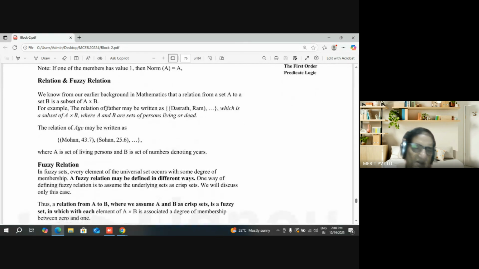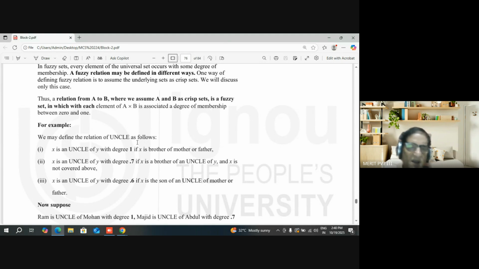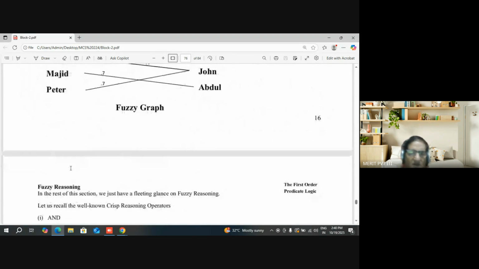Fuzzy relations. What are fuzzy relations? For example, we define the relation uncle as follows: X is uncle of Y with degree 1 if X is brother of mother or father. X is uncle of Y with degree 0.7 if X is brother of an uncle of Y and X is not covered above. X is uncle of Y with degree 0.6 if X is son of an uncle of mother or father, and so on and so forth.